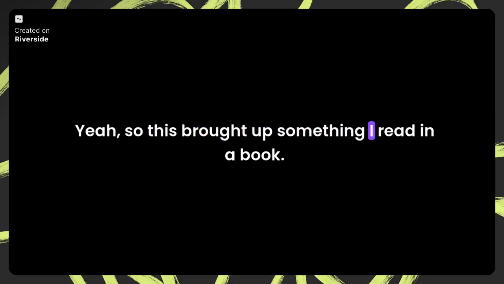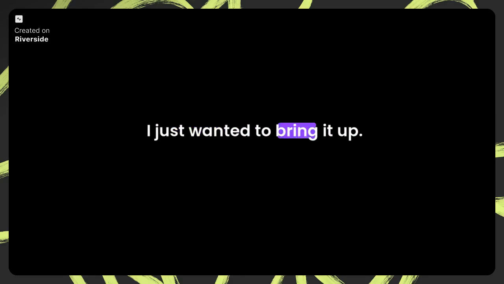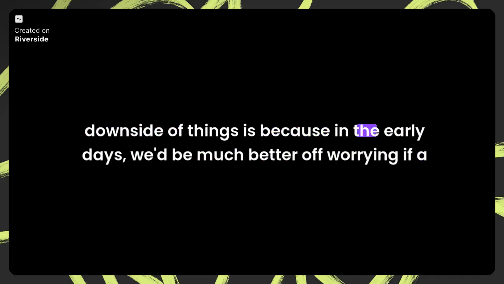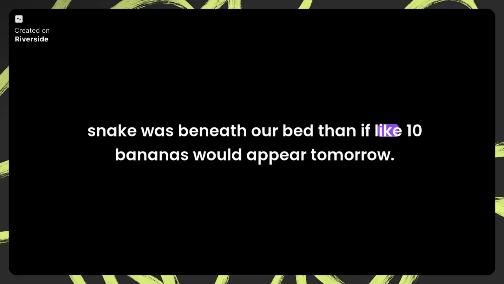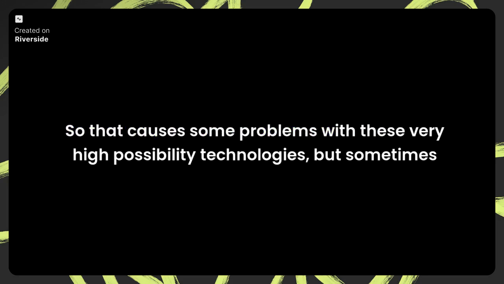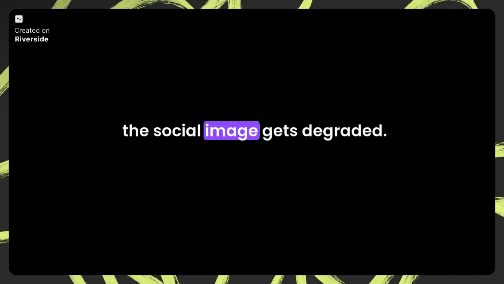Yeah, so this brought up something I read in a book. Not completely related, but I think the reason why we humans usually think about the downside of things is because in the early days we'd be much better off worrying if a snake was beneath our bed than if 10 bananas would appear tomorrow. Right. Yeah, so that causes some problems with these very high possibility technologies, because sometimes the social image gets degraded.